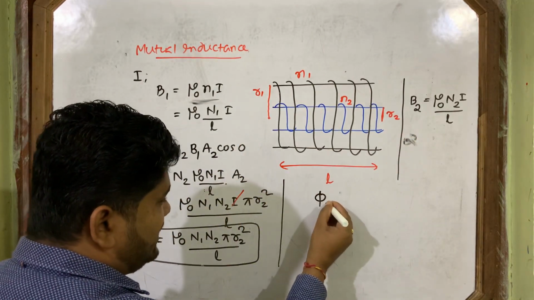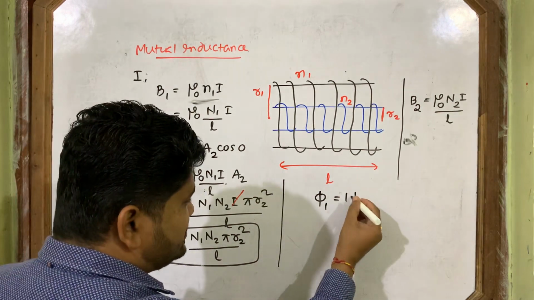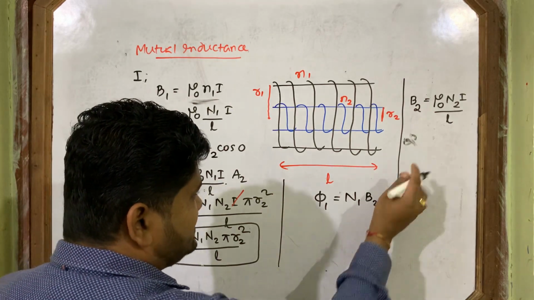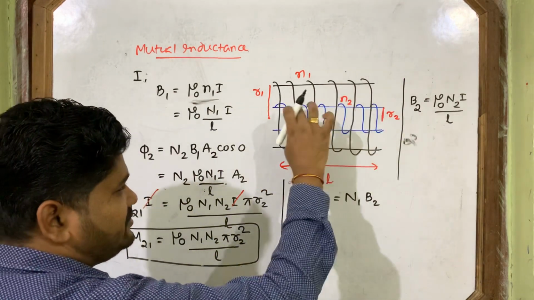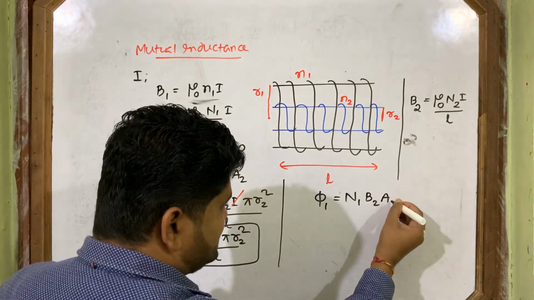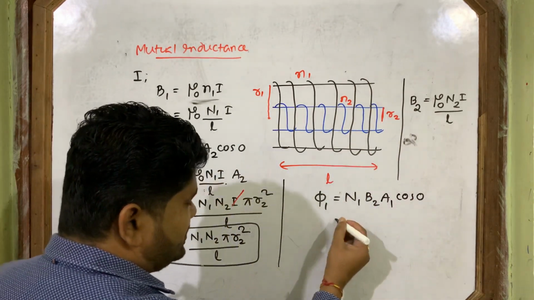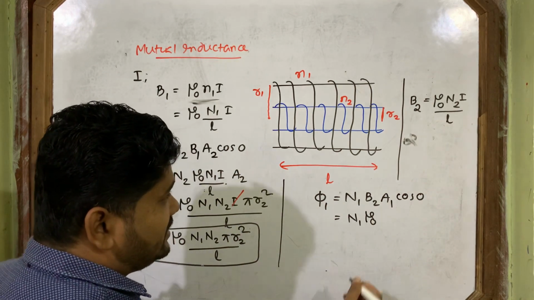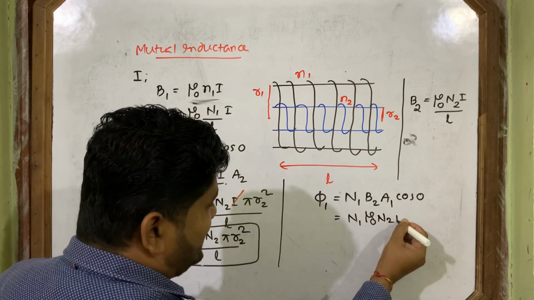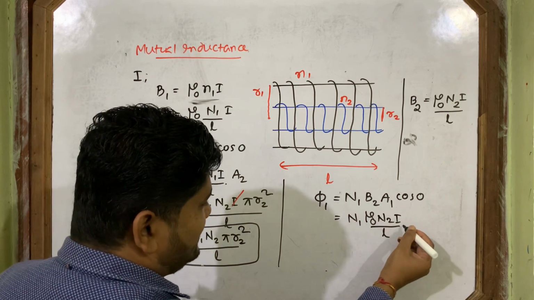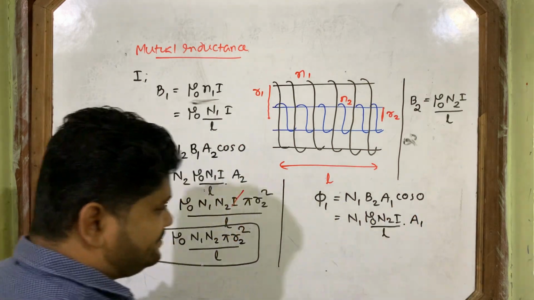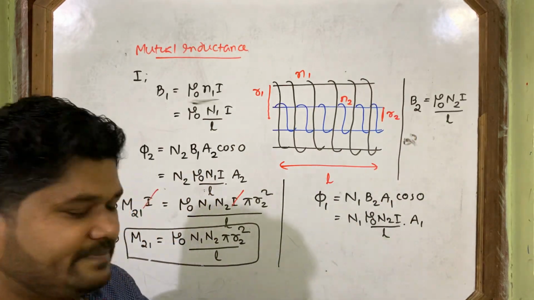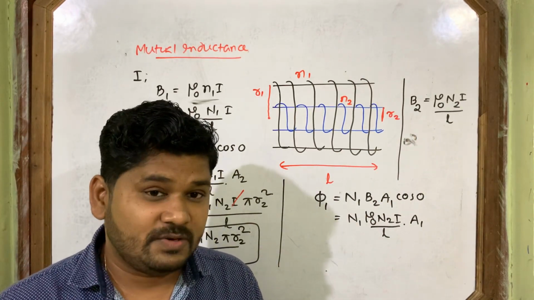What is the flux linked with the outer coil? Phi 1. So its turn, because on it flux is linked, its turn, but magnetic field is of the second coil, because current is given to the inner coil or second coil, and area of cross section also its turn, and this is cos 0. So it is coming N1 mu naught N2 I divided by L, cos 0 is 1 and A1. Magnetic field I wrote B2 mu naught N2 I divided by L. Got it? Or in doubt?